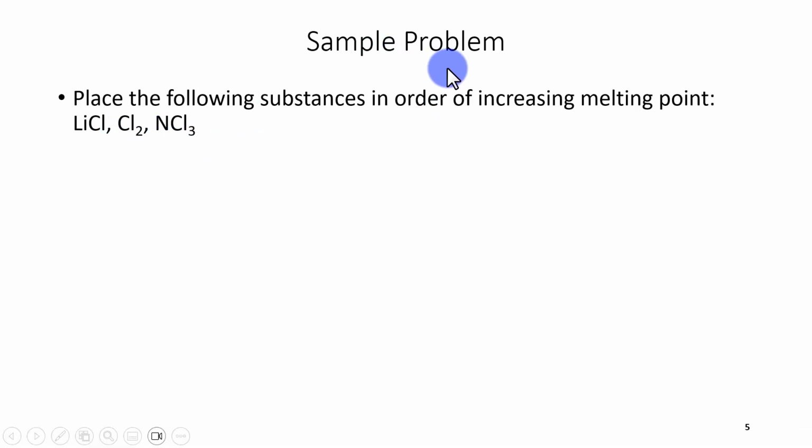Here's another sample problem for you to try. Place the following substances in order of increasing melting point. Here's the substances. You will first need to determine the types of intermolecular forces that are found in each of these, and that will determine which one has the lowest melting point, the next highest, and the next highest. So give this a try.